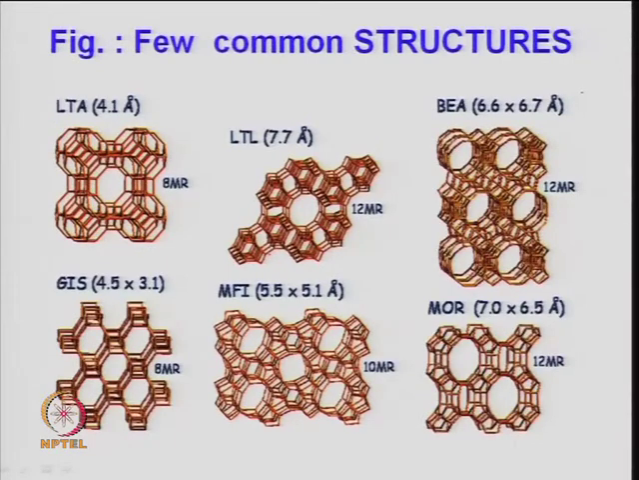So, as I discussed last time, there can be different kinds of structures of the zeolite. So, you have LTA 4.1 angstrom, that is one kind of zeolite, then that is LTL type, 7.7 angstrom pore opening, and the type of 12 membered ring, this is 8 member ring, 12. So, the diameter of the cage opening is increasing. This is a 2D structure type, so 6.6 by 6.7, so 12 membered ring, right. Again this is a GIS, 4.5 by 3.1.